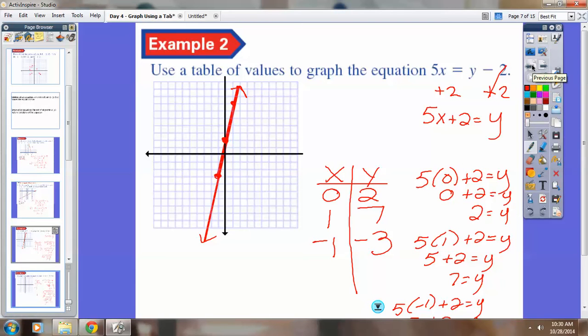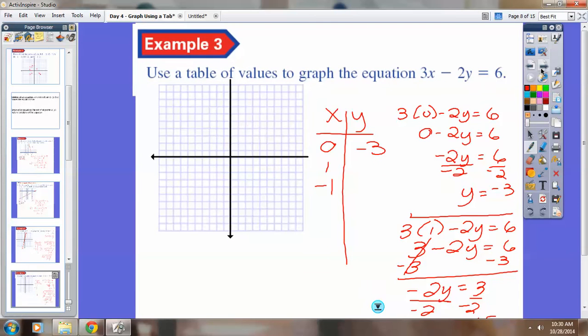In this problem, I went ahead and solved for y. It just made it easier to calculate. You don't have to do it that way. Can we solve for y on this one too? Yeah, you can do it that way as well.